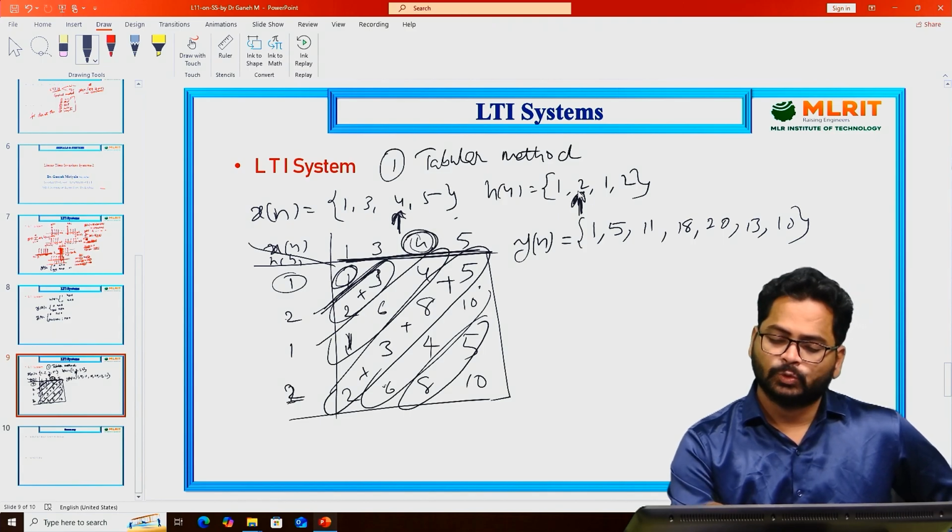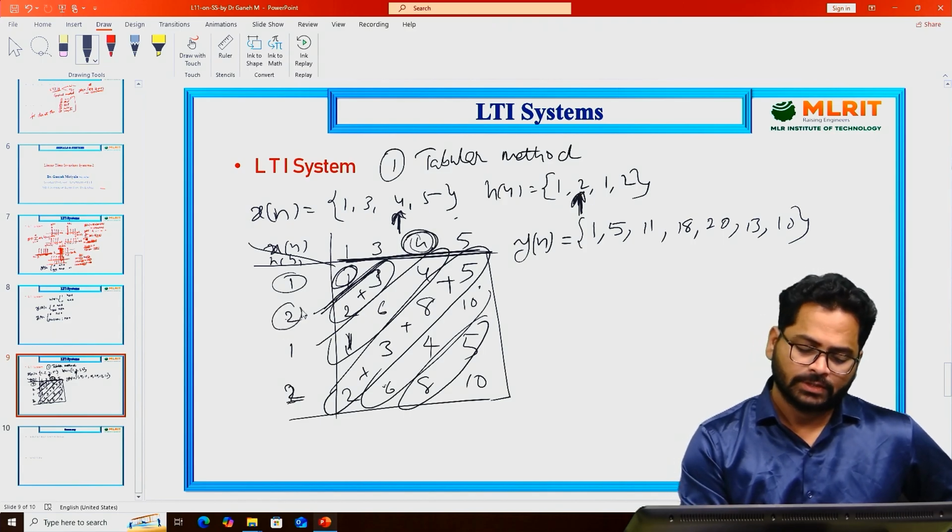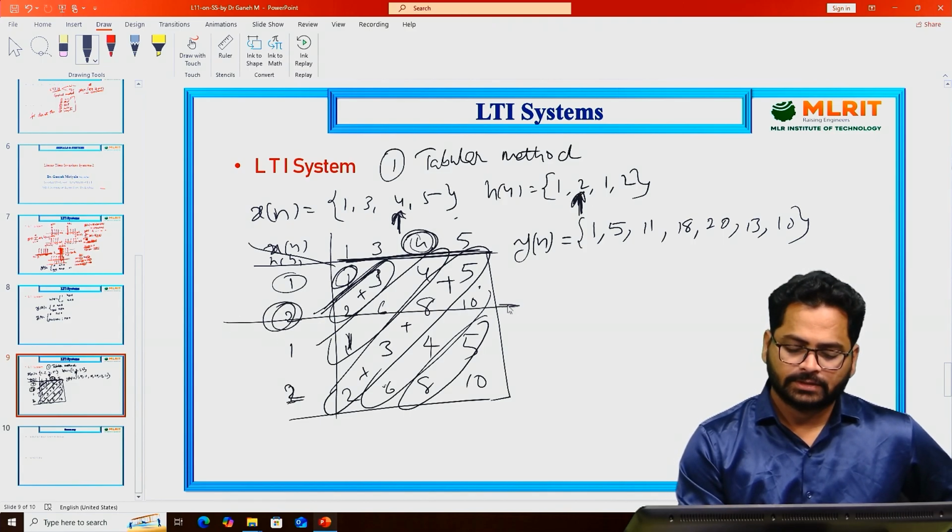Next, where the 2 is there, the first 2. So this is the first 2. Draw a straight line from here to here, and draw a straight line from here to here. Intersect this one.